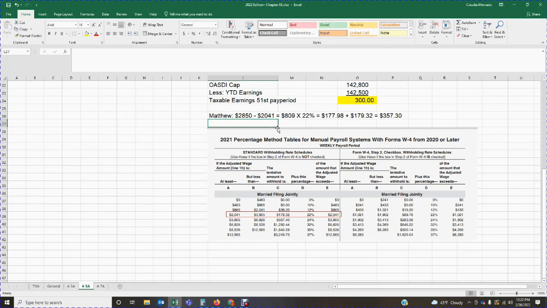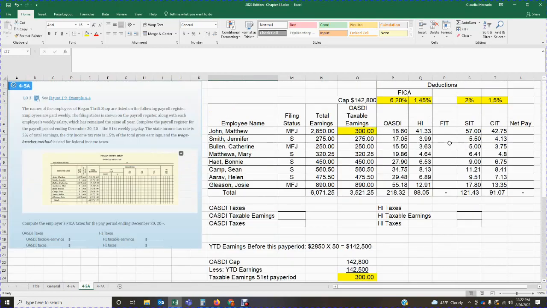And the reason we are using the percentage method is because under the wage bracket method, that particular dollar amount that Matthew earned was above the last tier. So if it exceeds the tables, then you have to use the percentage method. So $357.30. Now the rest of my employees are not making that kind of money. They're making small change.